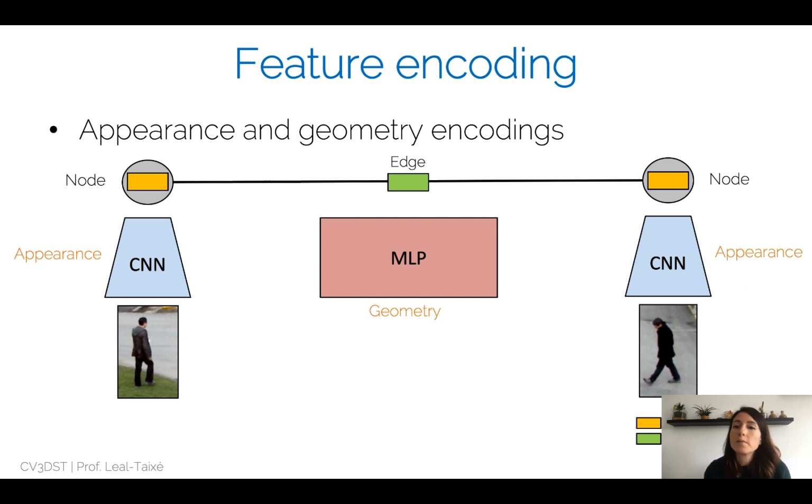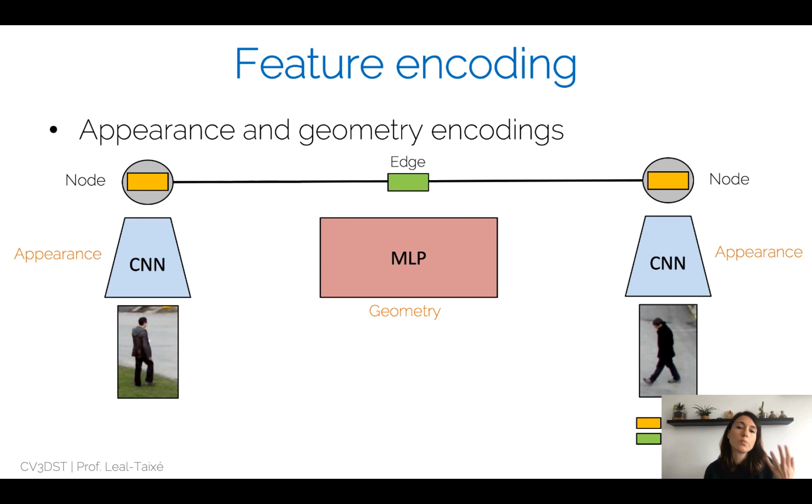So let's look a little bit more into detail at how do we actually perform these feature encodings, right? So what we want to do is, first of all, we want to encode appearance information. And appearance information is directly linked to a node. Each node represents a detection, and therefore what we want to do is we want to take that patch of the image that represents a pedestrian, we want to pass it through a CNN, and we want to obtain an embedding that we're going to put into the node. So we're going to do this for all the nodes in the graph, which represent all the detections that we have detected in our step 1.